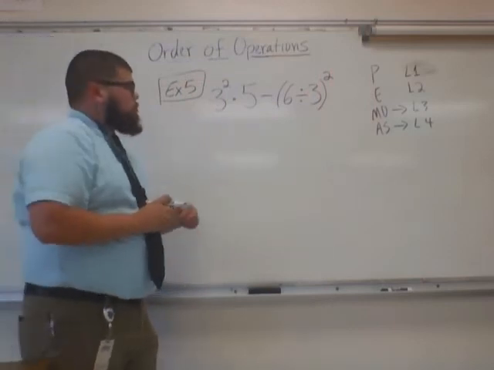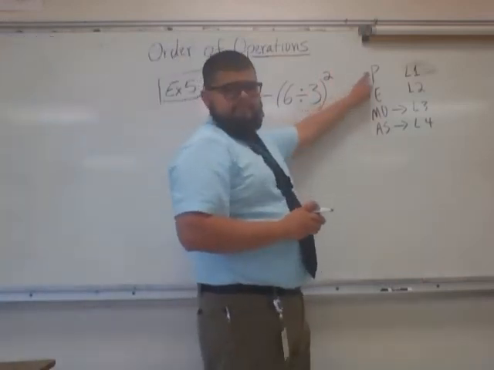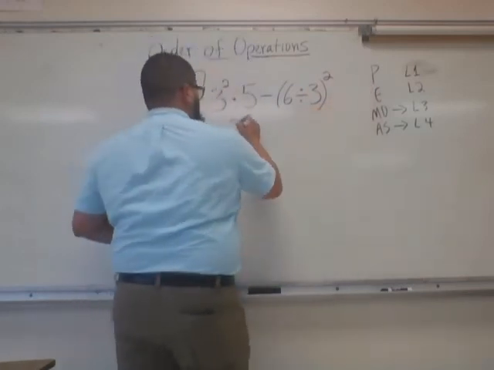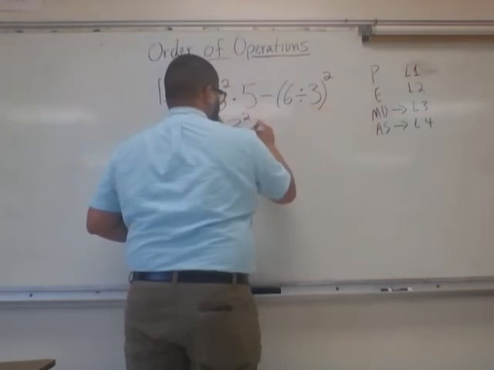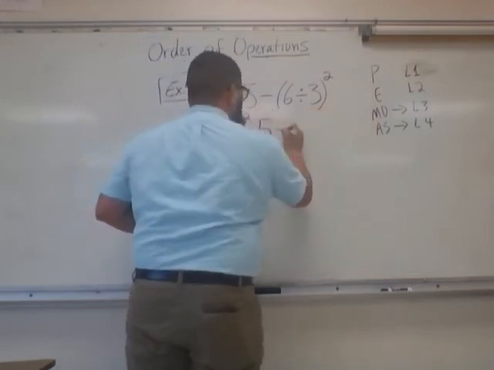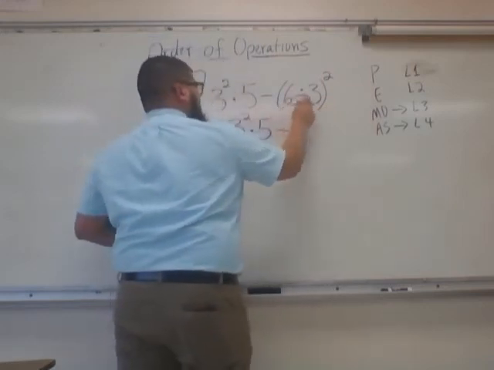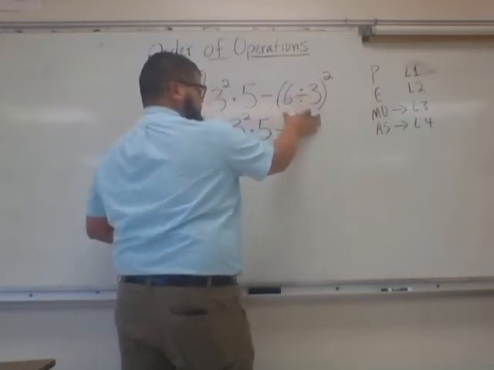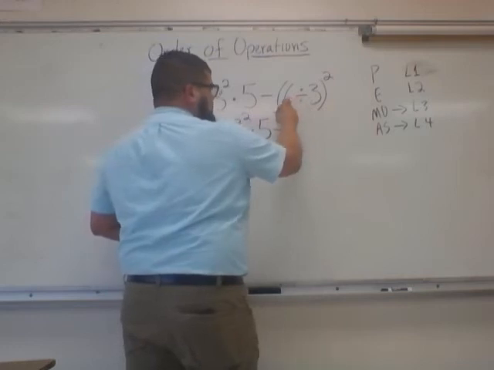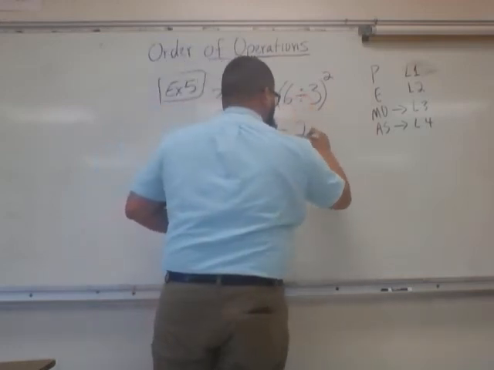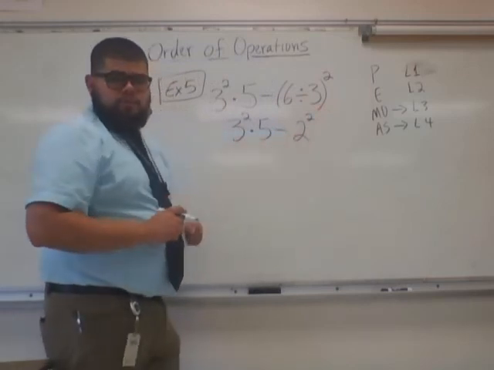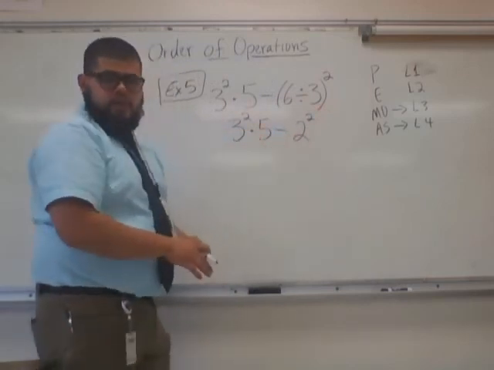All right, so do we have any parentheses? Yeah, right here, right? So we got 3 squared. We rewrite everything, times 5 minus 6 divided by 3, because division is inside the parentheses. That's the only operation in the parentheses. So that's the only operation we need to do right now. 6 divided by 3 is 2, and we still have the squared on the 2, and we get rid of those parentheses. We don't need the parentheses.